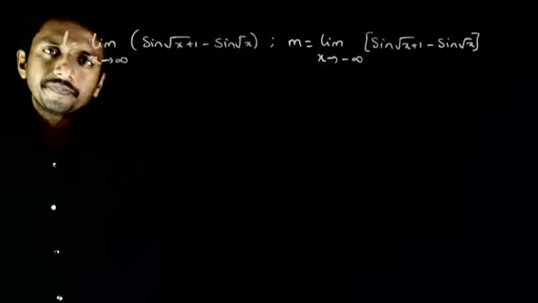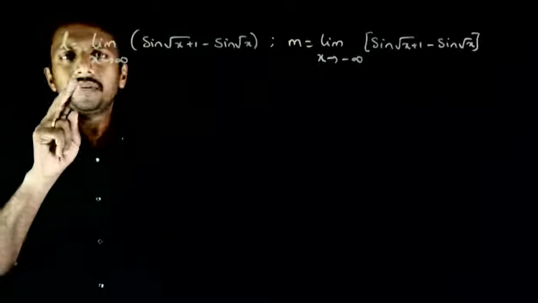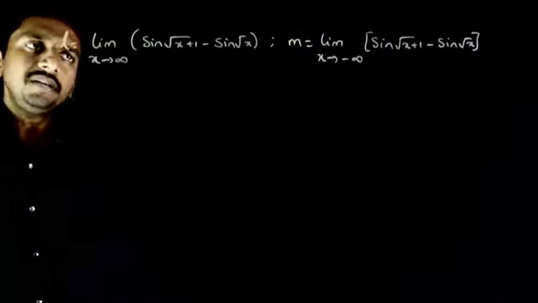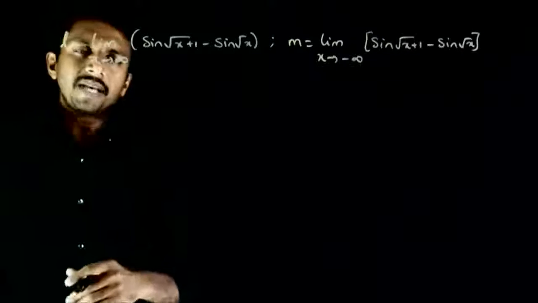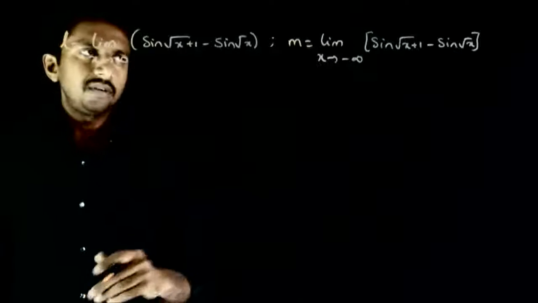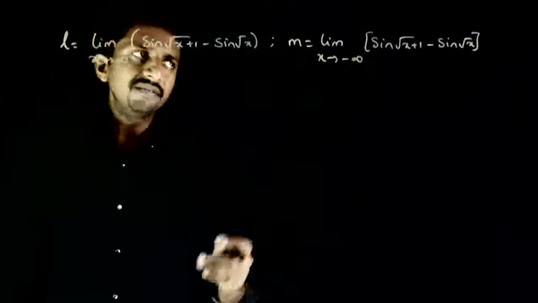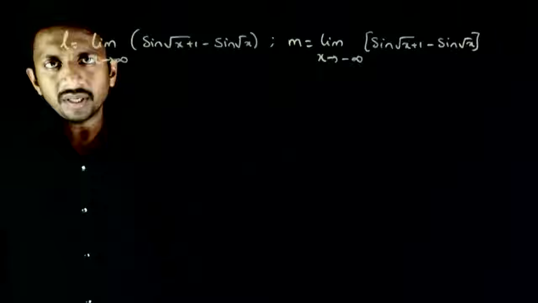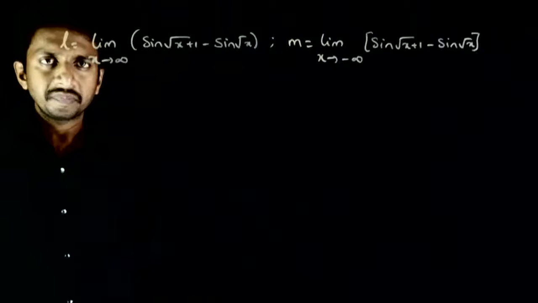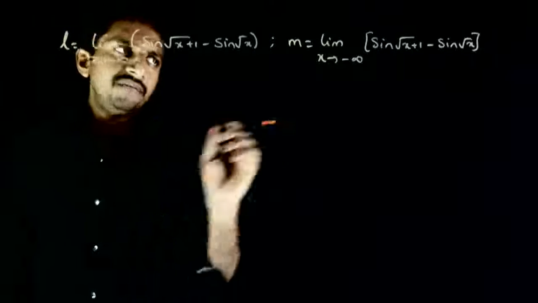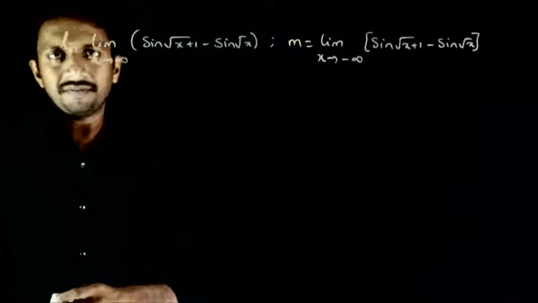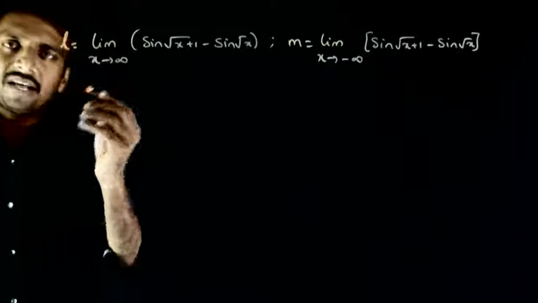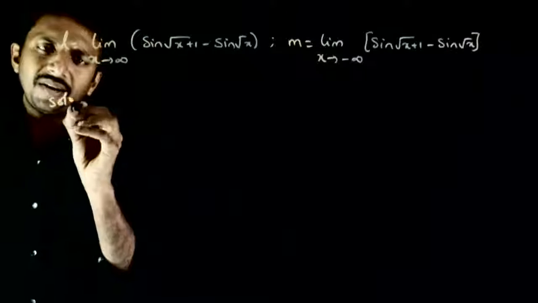So welcome students. In this question, you are given L is limit x tends to infinity, sine of root x plus 1 minus sine of root x. And M is limit x tends to minus infinity, integer part of sine root x plus 1 minus sine root x. ठीक है. So यहाँ x tends to infinity है, यहाँ x tends to minus infinity. So let us try to evaluate these limits. We are asked to evaluate this.